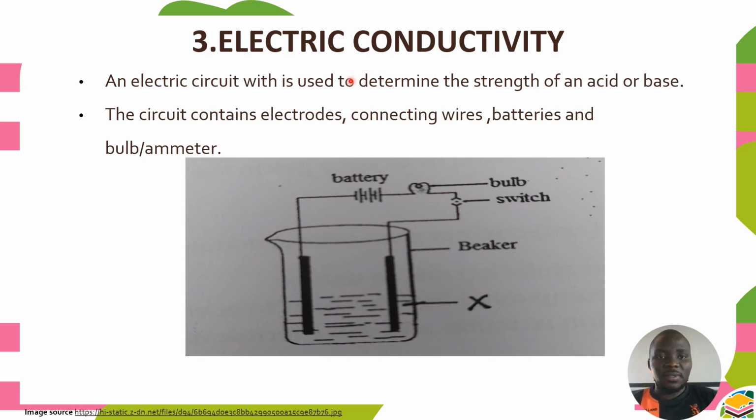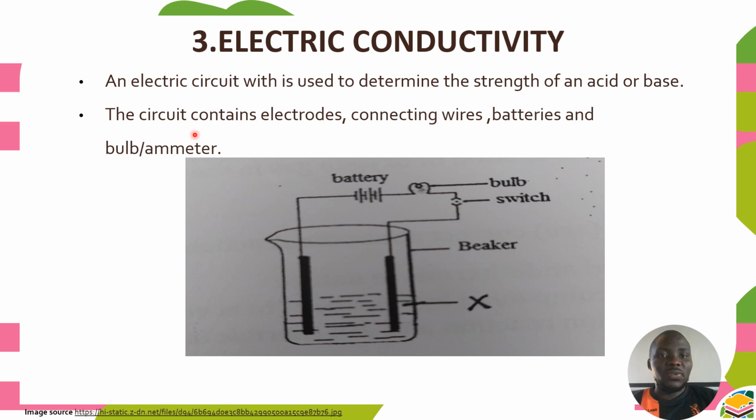The third one that we can use to determine the strength of an acid or a base is electric conductivity. An electric circuit is used to determine the strength of an acid or a base. So you have a circuit somewhere else which you use to determine the strength of an acid or base. But how do you determine using an electric circuit?